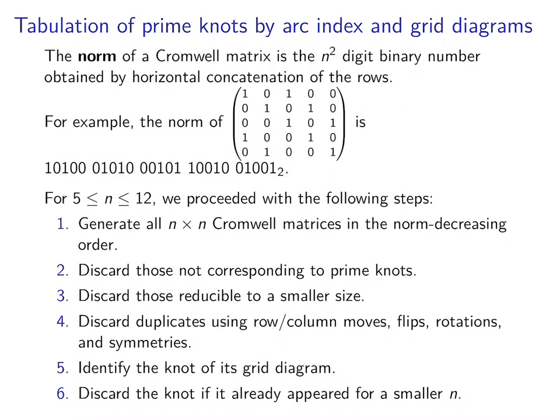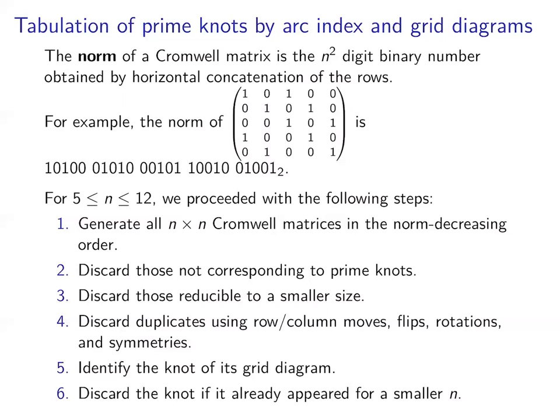The smallest arc index for a non-trivial knot is 5, the trefoil knot, which has crossing number 3. So for n between 5 and 12, we proceeded with the following steps. We generated all n by n chromal matrices in the norm decreasing order.